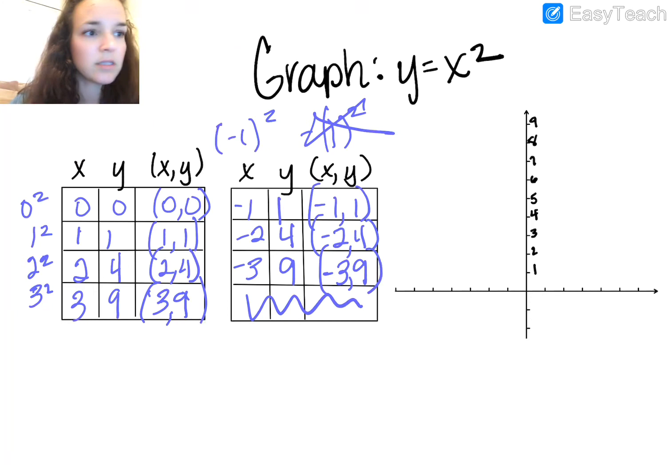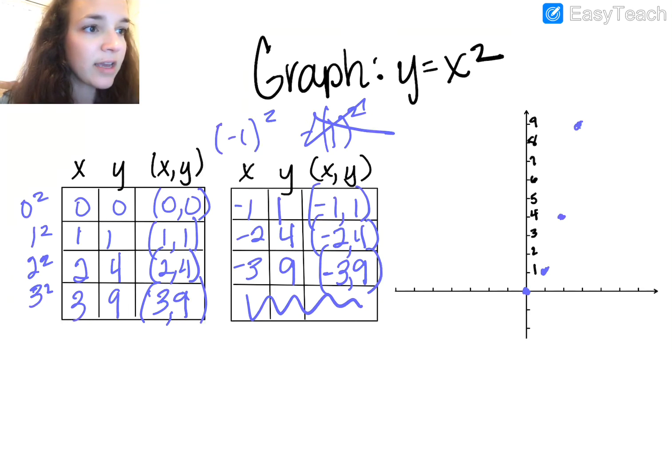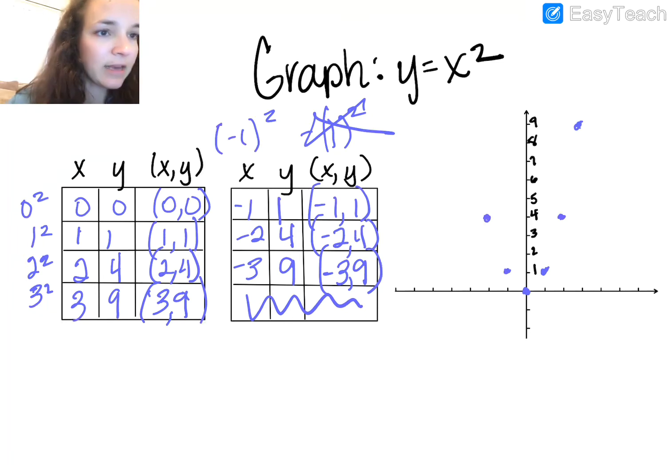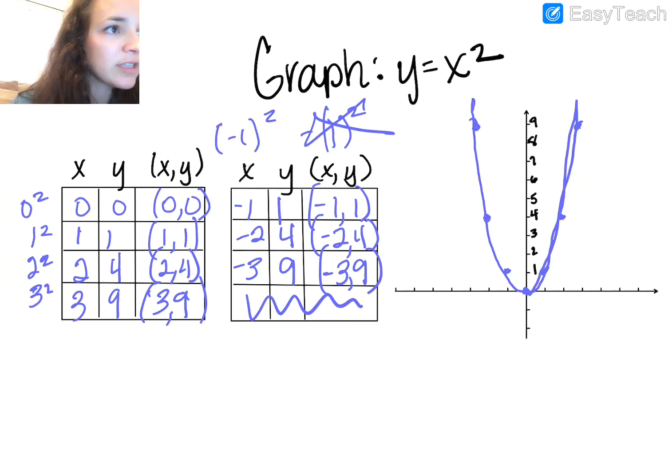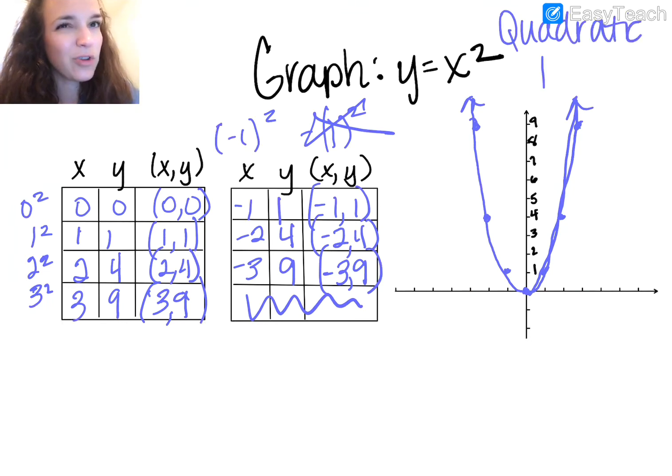So let's plot all of those points. So we've got a 0, 0, a 1, 1, a 2, 4, and a 3, 9. Okay. Then on the other side, we've got a -1, 1, -2, 4, and then a -3, 9. Something like that. So what this one ends up looking like is like a U. And we actually have a name for this type of function. It is called a quadratic function. You'll learn more about that later. But that's just a little preview for you.